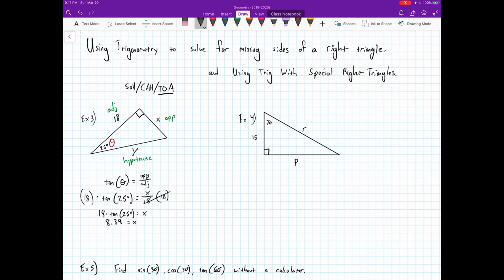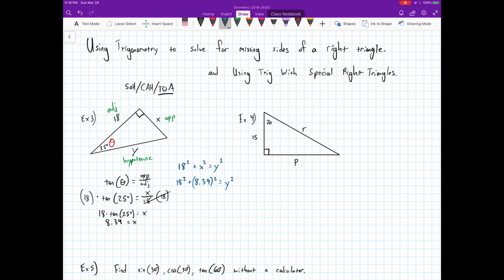All right, from here I would suggest using the Pythagorean theorem if you wanted for y. So let's see how that looks. So I have 18 squared plus x squared is equal to the hypotenuse y squared. 18 squared plus 8.39 squared is equal to y squared.